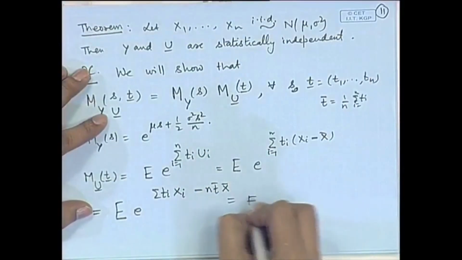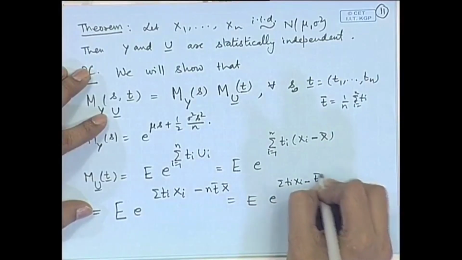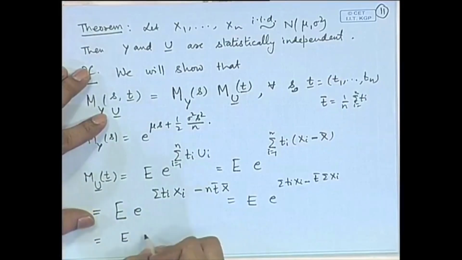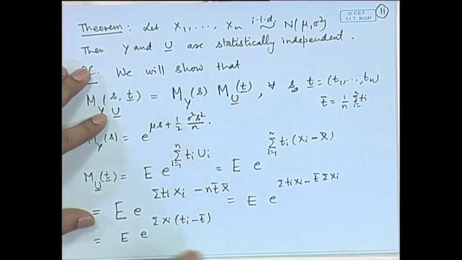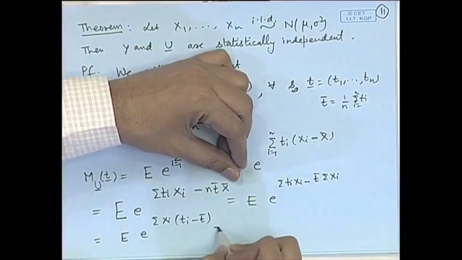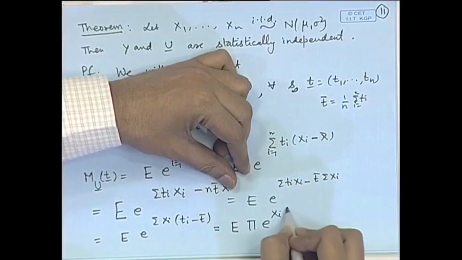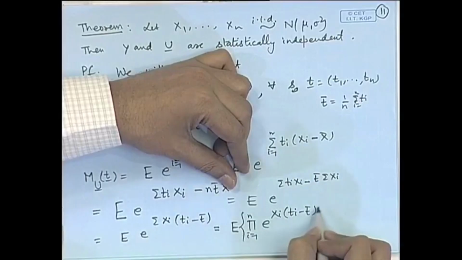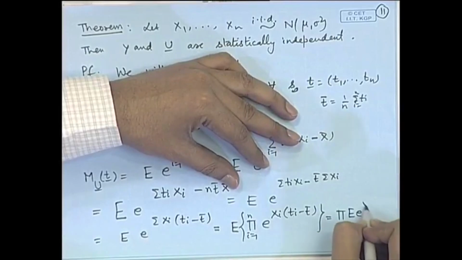So, this becomes expectation of e to the power sigma t i x i minus t bar sigma x i, which is equal to expectation of e to the power sigma x i into t i minus t bar. Since x 1, x 2, x n are independent random variables, expectation of a product becomes the product of the expectations.